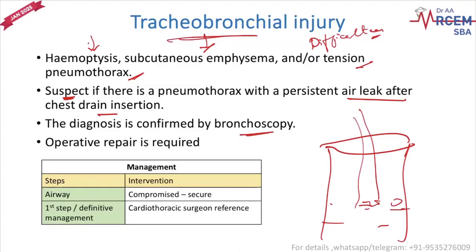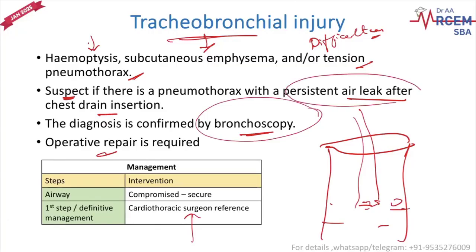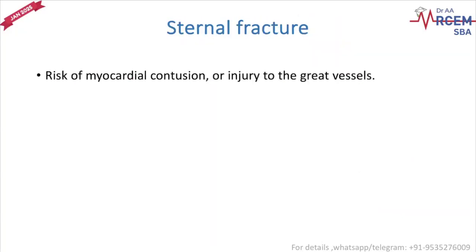Definitive diagnosis can only be done by bronchoscopy. Repair needs to be done by a cardiothoracic surgeon. So definitive treatment is always done by a cardiothoracic surgeon. Confirmed diagnosis is by bronchoscopy. A persistent air leak after chest drain insertion should raise the suspicion of tracheobronchial injury.